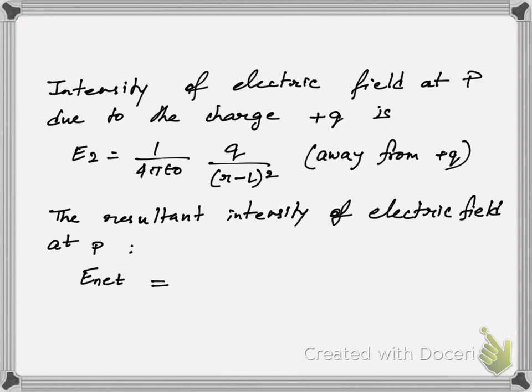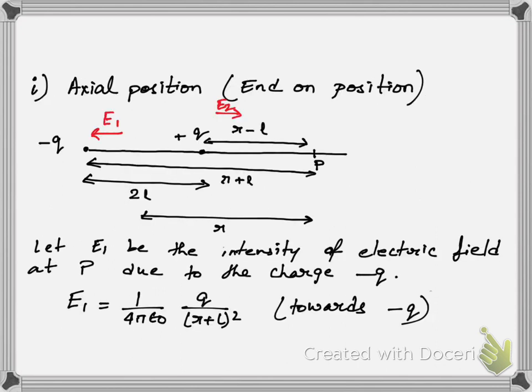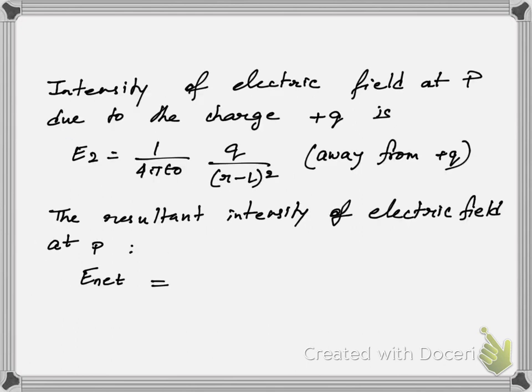Which one is greater? Obviously E2 will be greater than E1, because in the denominator of E2 there is R minus L, and in the denominator of E1 there is R plus L, and we also know that lesser the denominator, more will be the quantity. So here the denominator is less for E2, and hence E2 will be greater than E1. Now I substitute the values of E2 and E1.